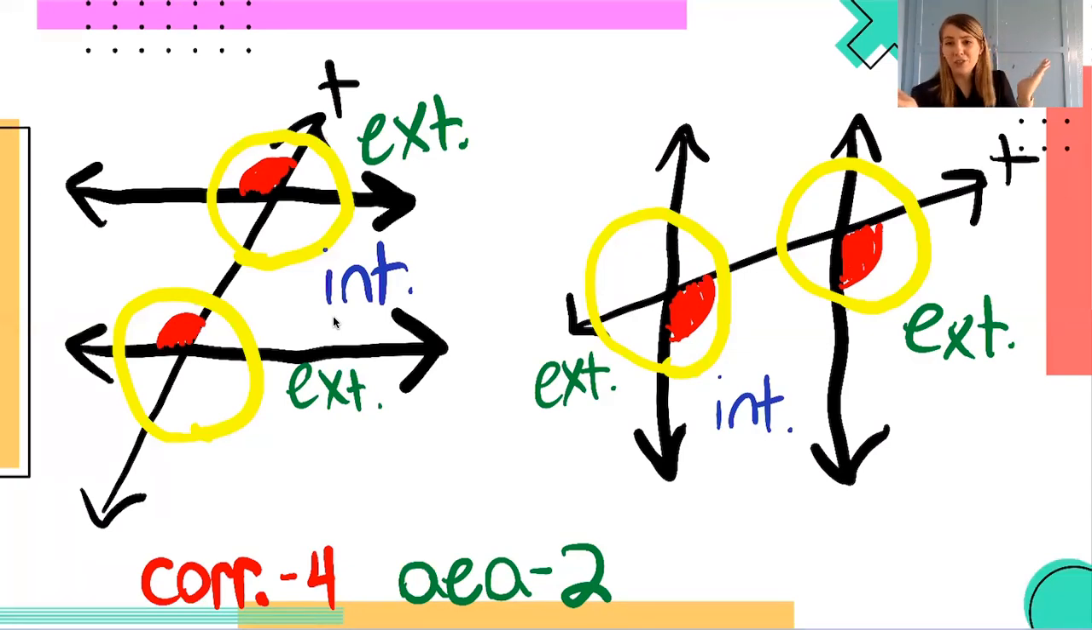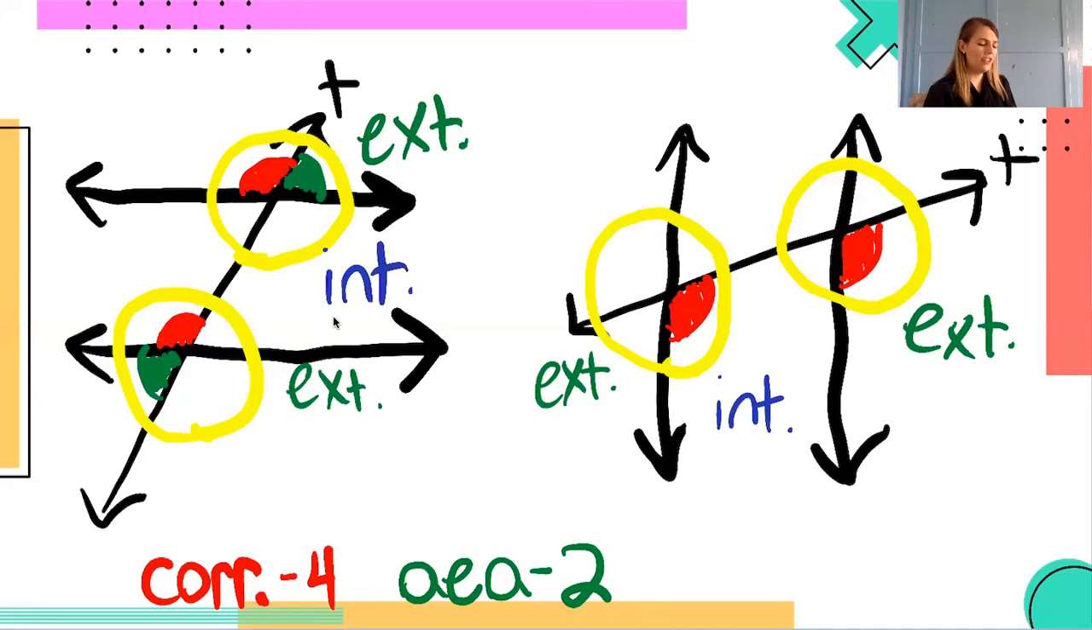All of my analogies are food. They're all food. So when I'm talking about my alternate exterior angles, those are going to be on the outside. And the alternate tells me that they're going to be on the opposite sides of that transversal. So for example, I have this angle here and this angle here. They're both on the exterior, but they're on the opposite side of that middle line.